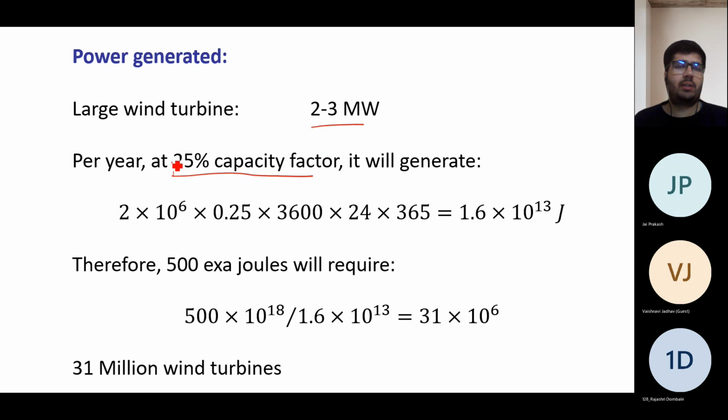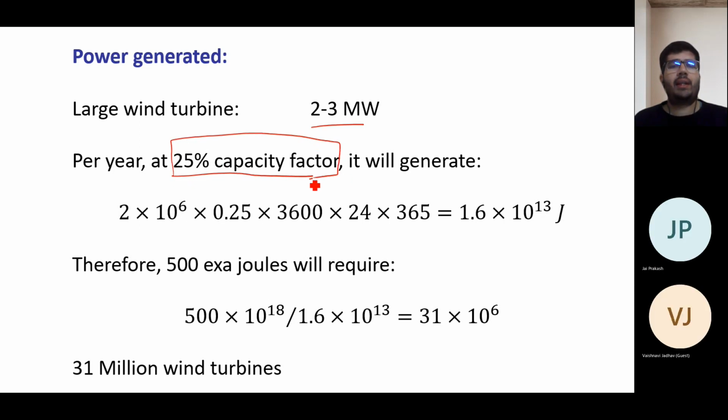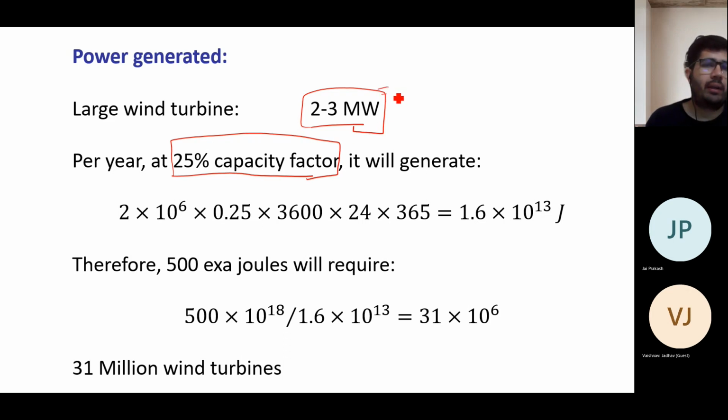This capacity factor means that the full capacity is designed based on a particular speed. But as we know, the wind speed changes every day, every month or so. So it cannot generate the rated capacity power every time. We can assume that if we take a year of data, it will generate around 25% of the rated capacity. So per year at 25% capacity factor, it will generate.